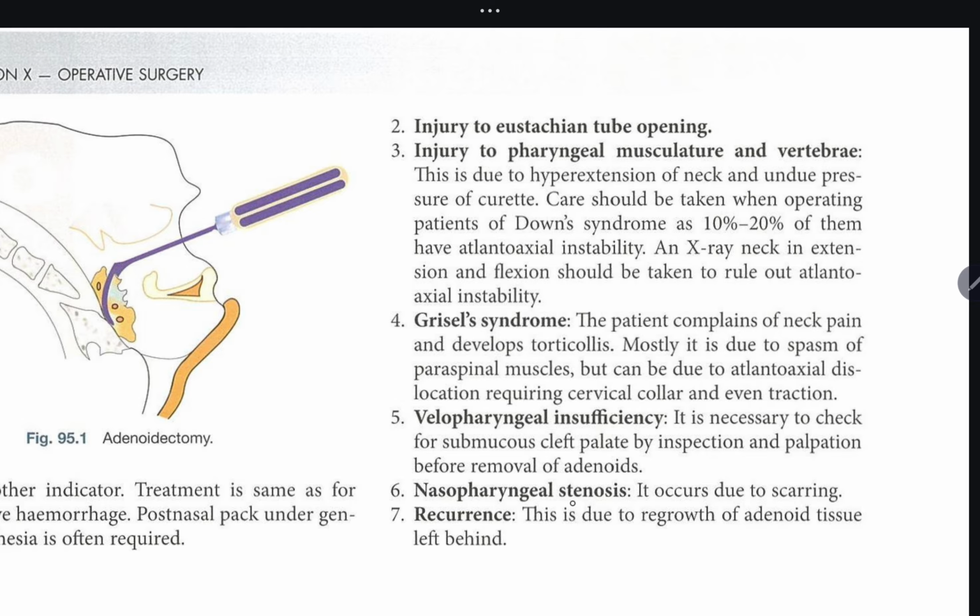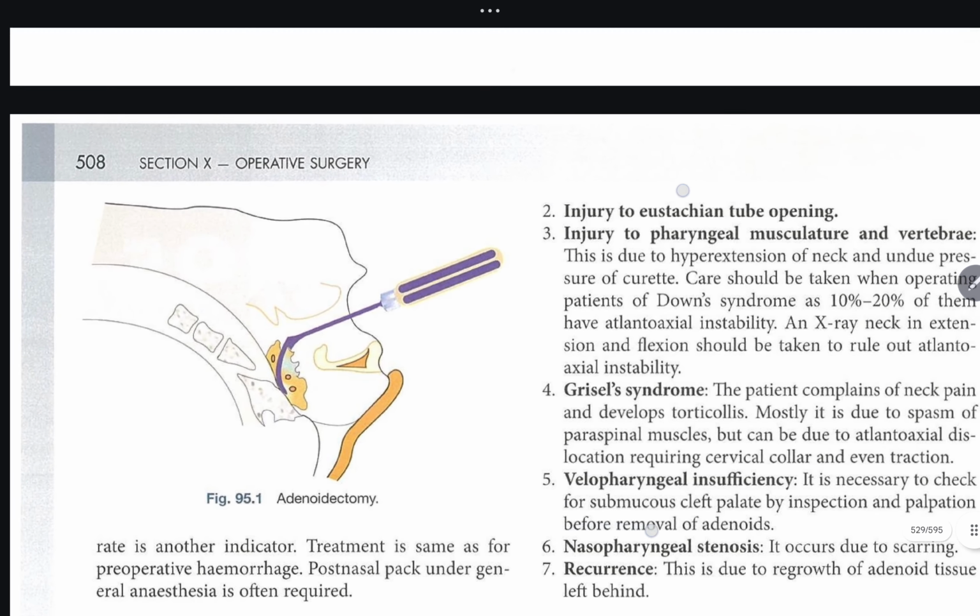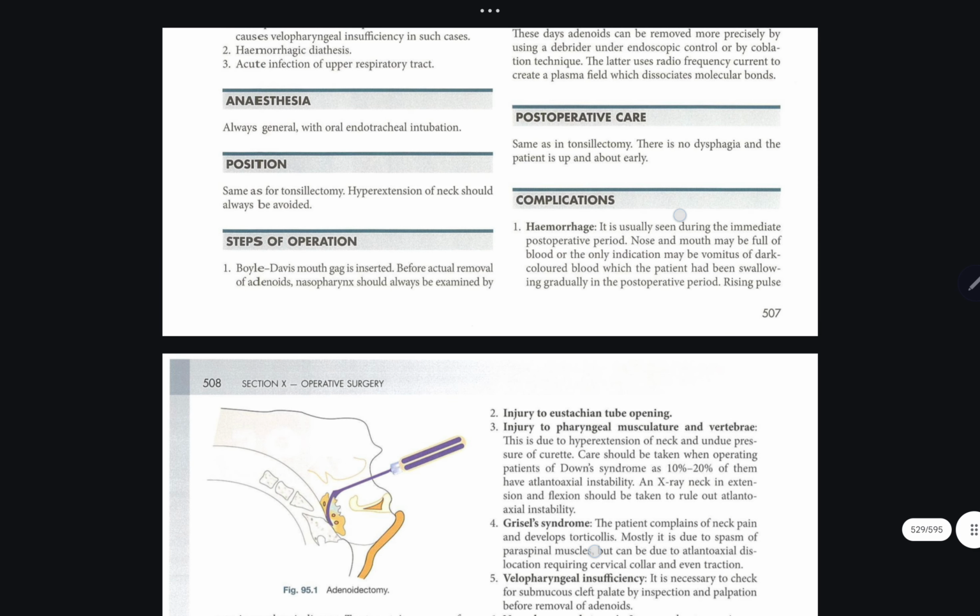6. Nasopharyngeal stenosis. It occurs due to scarring. 7. Recurrence. This is due to regrowth of adenoid tissue left behind. Adenoidectomy. Thank you.